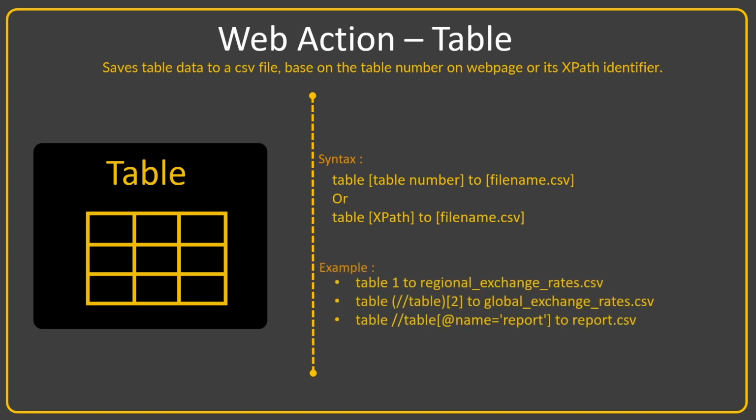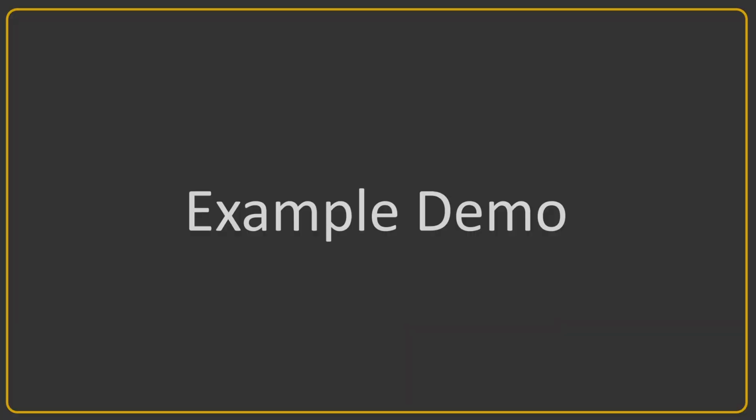For example, table 1, and we are saving that to regional exchange rate .csv. In the same way, you have a table and you are providing table number 2 and saving it into global exchange rate .csv. The last example is directly an XPath, and you're just saving it in the report. So in a nutshell, any table you see on the screen, you can extract it and save it in a CSV for further processing, further validation, or any other process. Let's see a demo in detail.